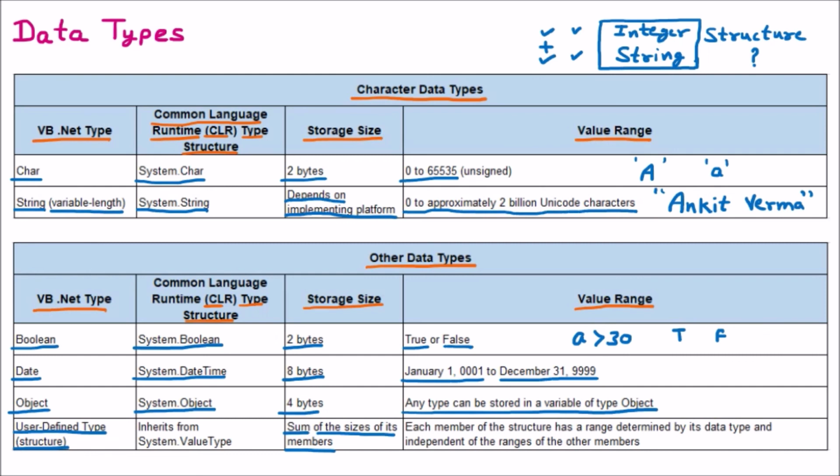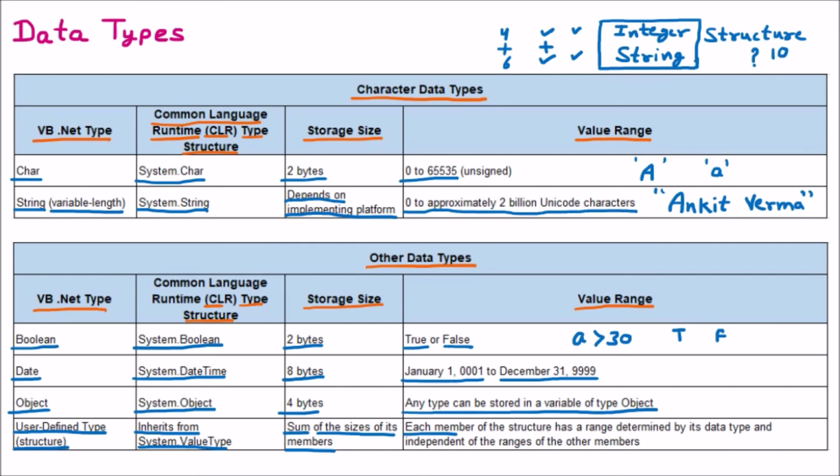Let's say your integer is taking 4 bytes, and if you talk about, let's say, your character, it is taking 6 bytes. So what will be the size of the structure? That will be equal to 10 bytes, because it is the combination of the data types declared inside it. So structure is user defined, a combination of different data types. It is inherited from System.ValueType. So this way we can define the structure. A structure can have many data types inside it, depending upon the requirement.